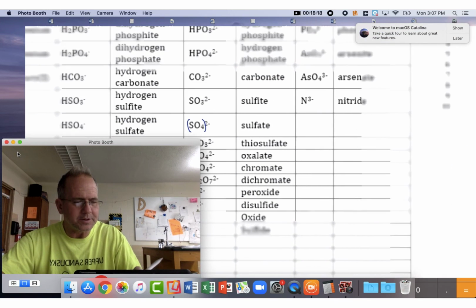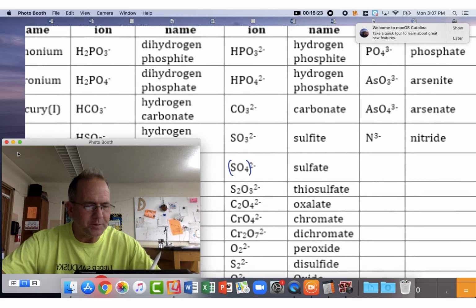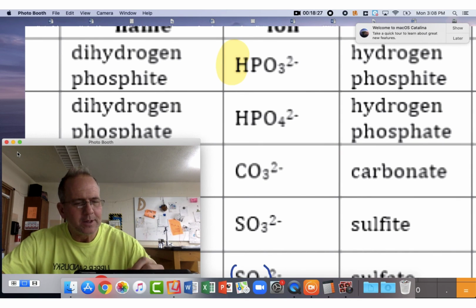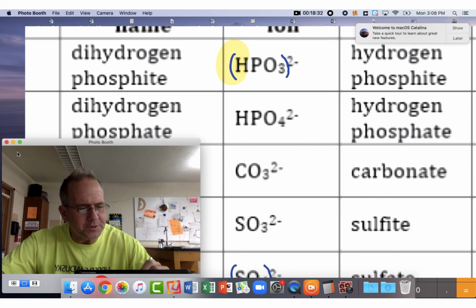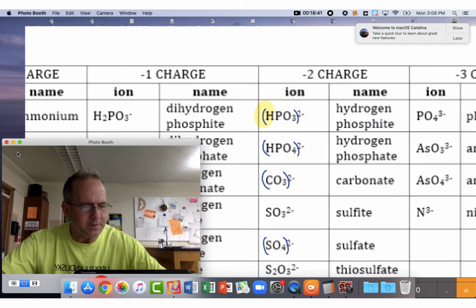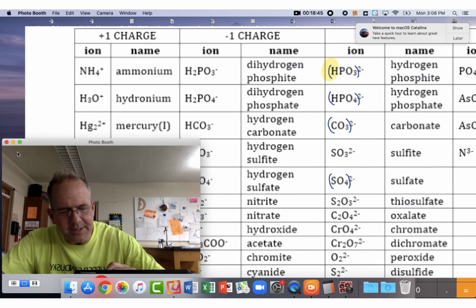Okay, so here's the charts. Now, look at the number. That's supposed to be like a subscript. So this would be PO, oh boy. So it'd be PO4 or PO3 with a minus 2 charge. PO4 with a negative 2 charge. CO3 with a minus 2 charge. This whole column is the negative 2s. And so all of these things on these pages should have parentheses around them.